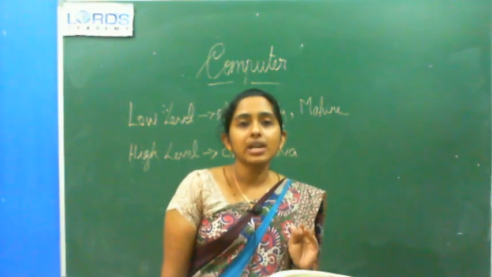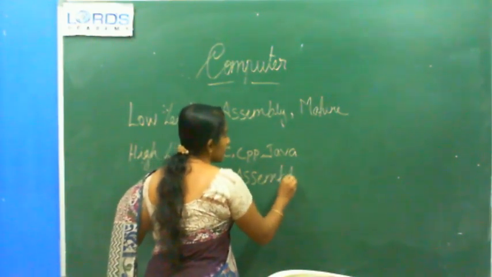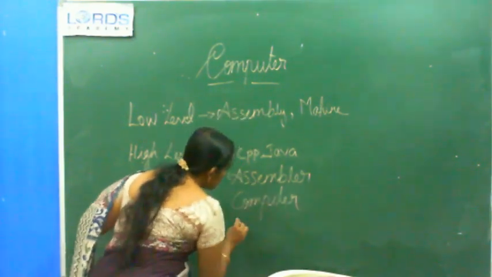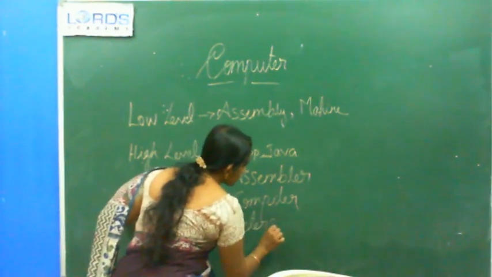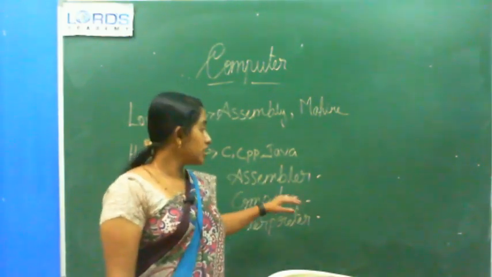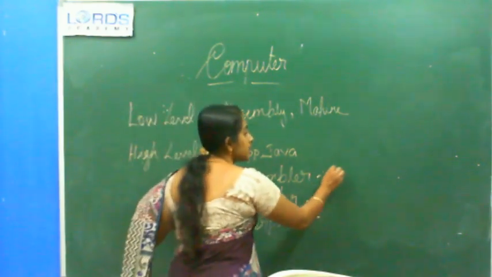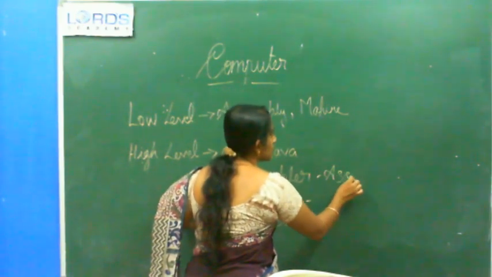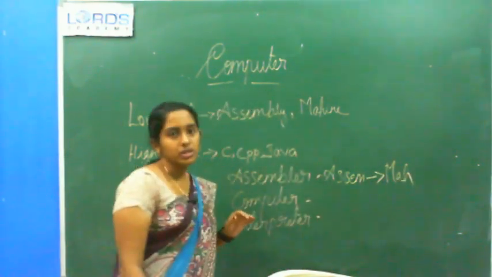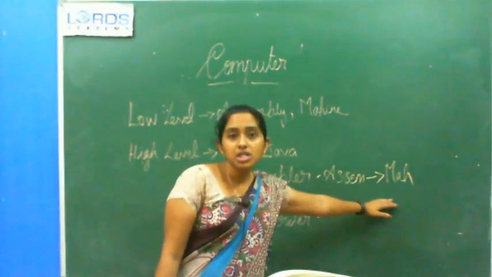So, mainly 3 types of translators are there. The first one is assembler, the second one is compiler, the third one is interpreter. Okay. From the word itself, it's very easy. This assembler translator we use for converting assembly language to machine language. This assembler we use to convert the assembly language into machine language.